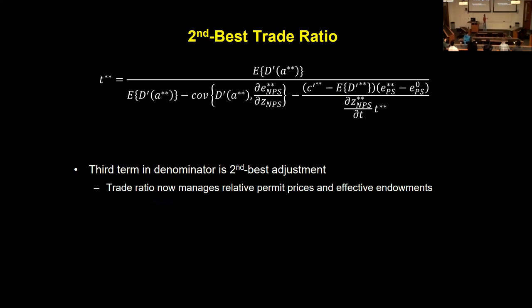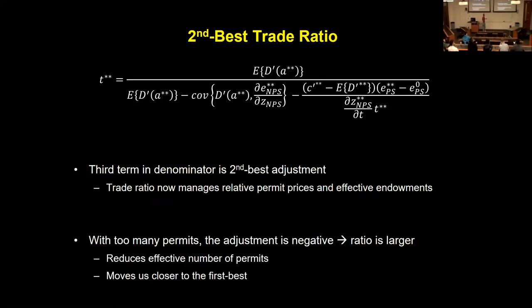But the second best trading ratio looks a little different. We have the same numerator. This part is the same in the denominator, but we're adding this effect in the denominator, which is this wedge between marginal abatement costs for point sources and the marginal damages. And that's what we call a second best adjustment. Whenever you have second best problems and you look at pricing of those externalities, there's usually an adjustment term in there. You see this when you're talking about managing monopolies, when you're managing ecological problems. The same sort of second best issues arise.